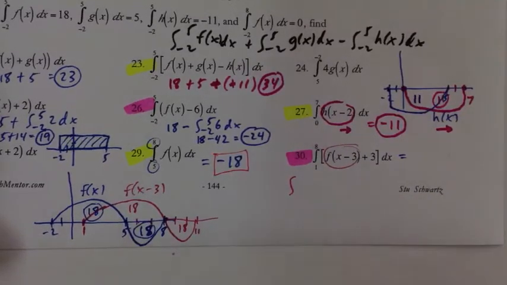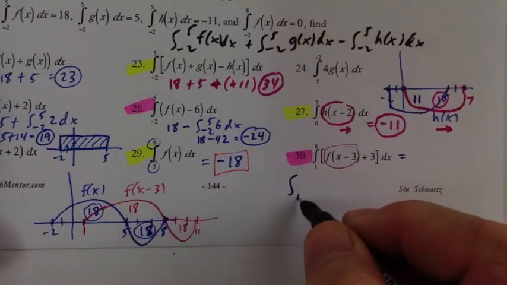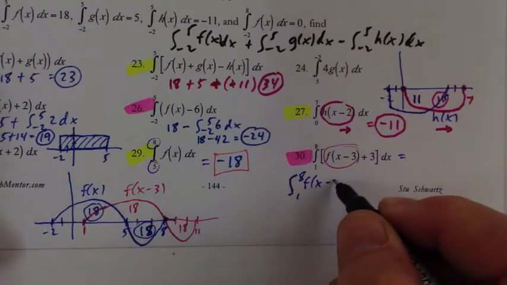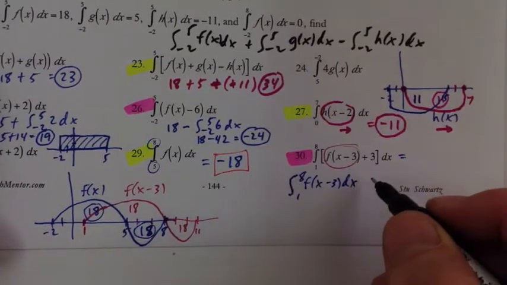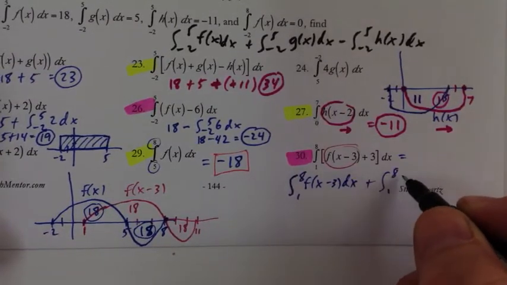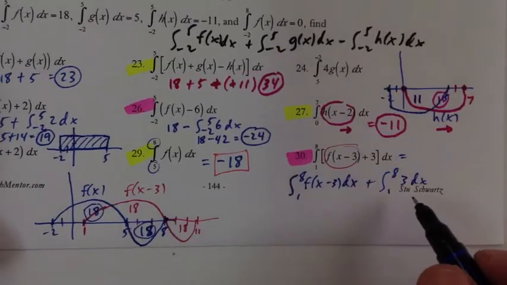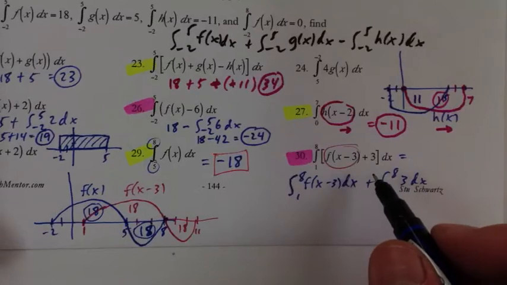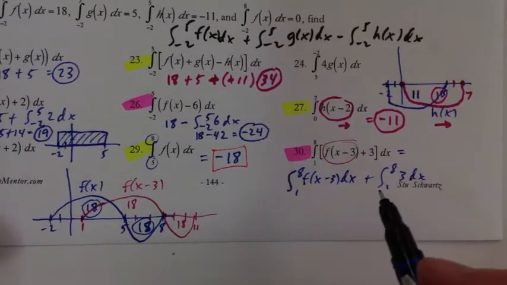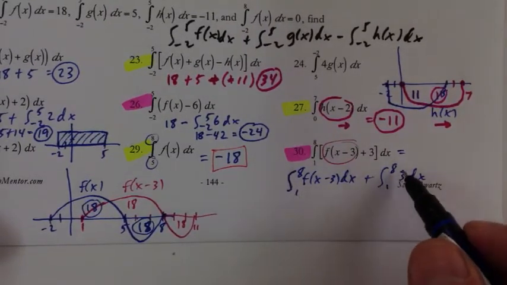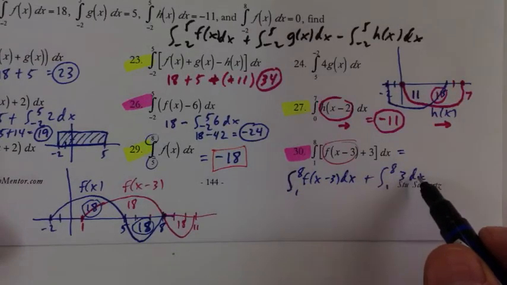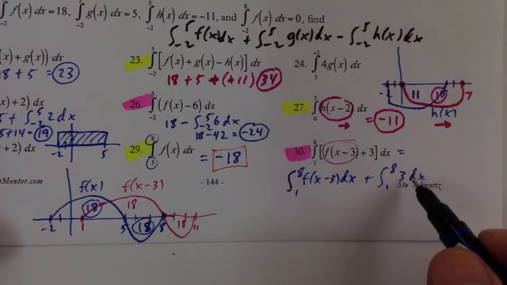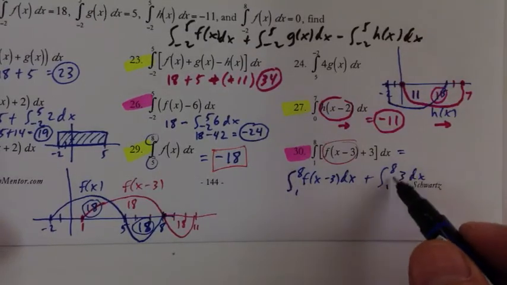So let me do it in a different color. 1 to 8 of f of x minus 3. Well, we know that that's going to be 18, plus the integral from 1 to 8 of 3 dx. Do not add 18 and 3. That's the tendency. Your brain wants to do that. It's fooling you, though, that's not the right answer. Remember, when you're integrating, you're accumulating area. It's not linear. So the integral of 3 is not 3. It's 3 times the length of the interval.